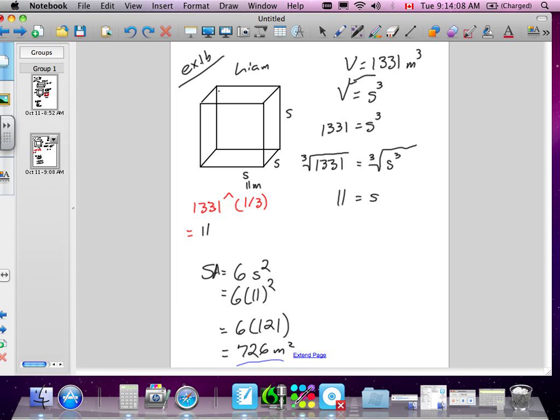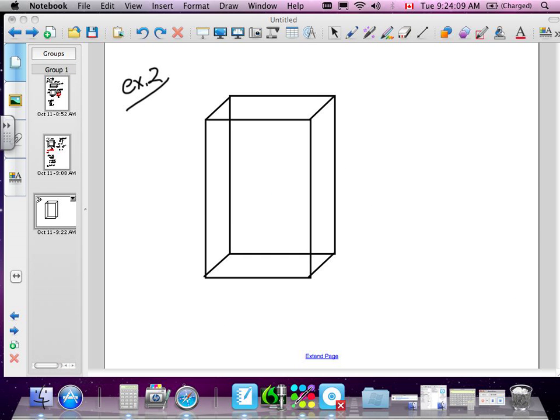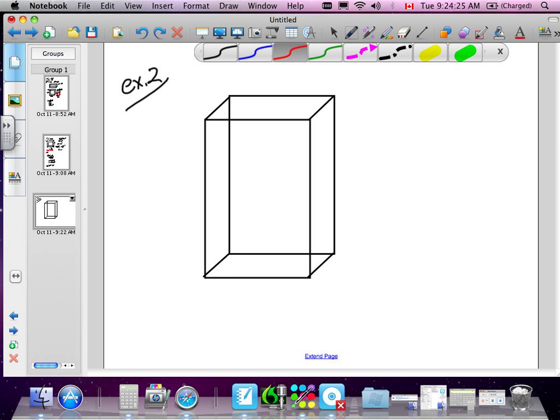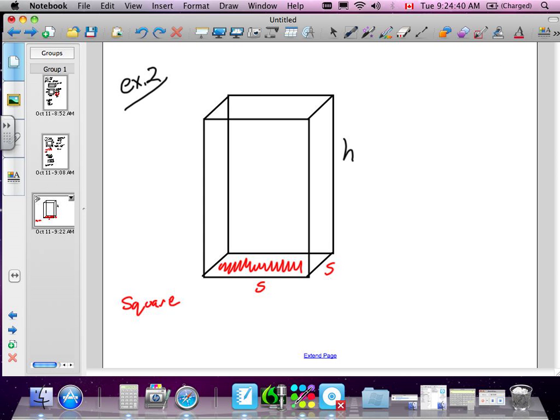Okay, example 2. Yale is designing a glass candle holder. It will be a rectangular prism with an outer surface area of 225 and a square base with no top. So, we know the base of this object is going to be a square, so we know that both sides will be the same measurement. We don't know the height of this object. We'll call that h. And we do know that the top of this is missing. So consider that there's a hole in it. That's why they're making a candle holder. You've got to be able to put something in it.